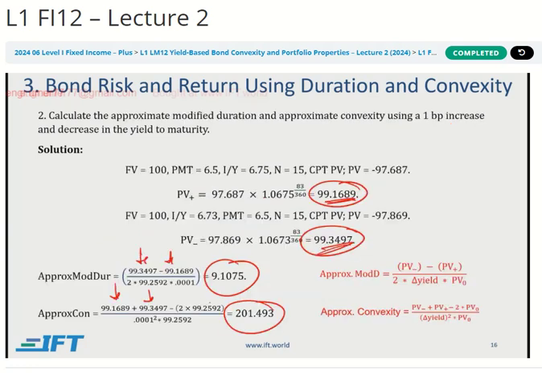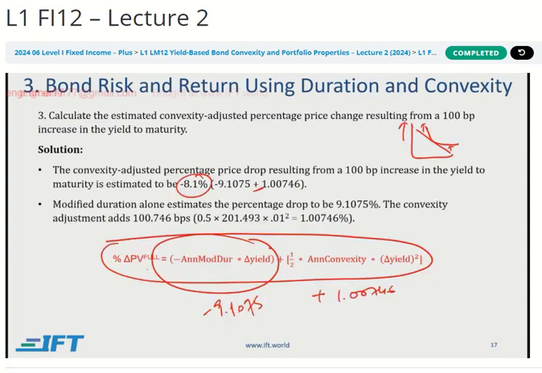Because this difference will always be positive, because one of them is more. The higher price is always going to be more than the lower price, so that's always positive. And also the yield is being squared, so even if the yield is going down, it becomes a positive number. So the convexity adjustment is always a positive number, and then you get your estimate, which is 8.1.